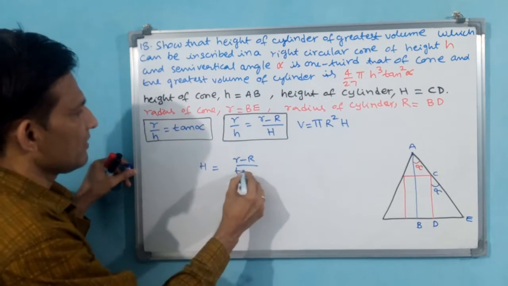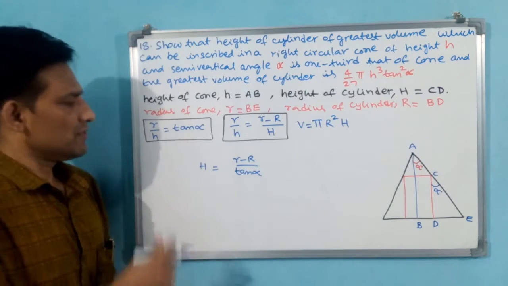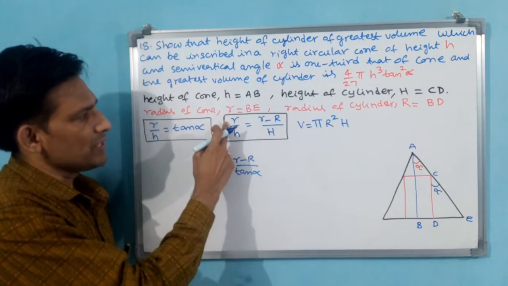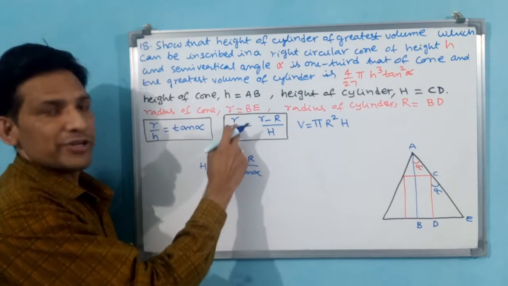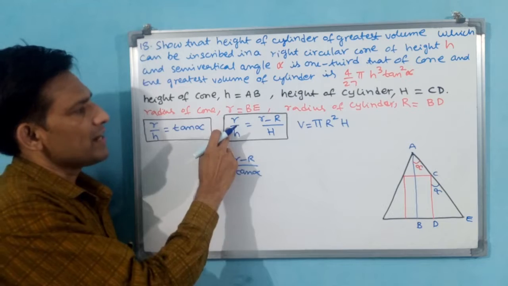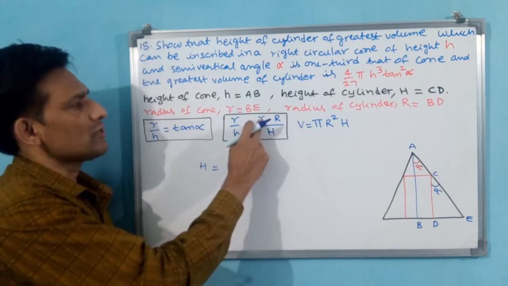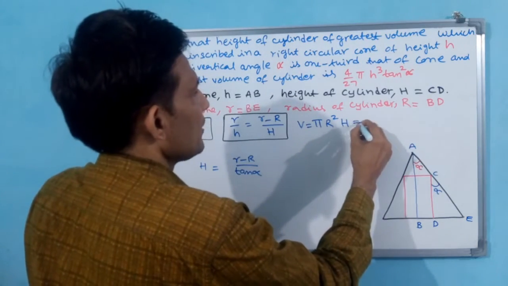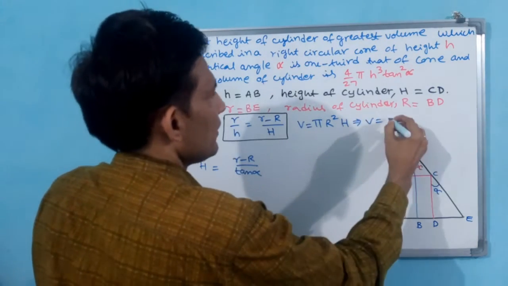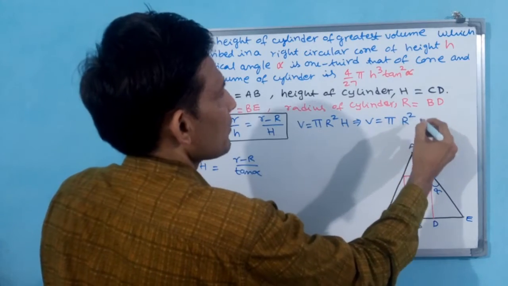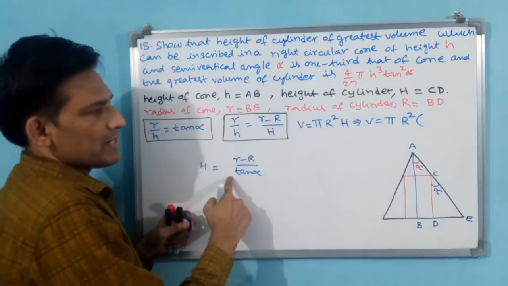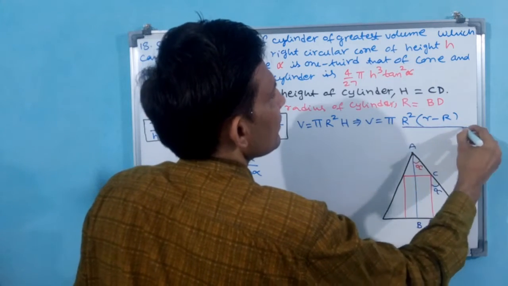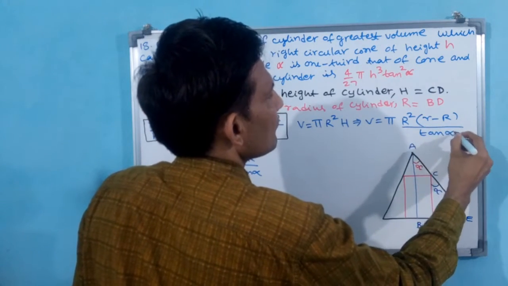R by h is what? Tan alpha. Is it correct? First, you see, with these two only I am writing. Capital H you send this side, this you take as 1 unit, tan alpha is equal to small r minus capital R by capital H. H is equal to r minus R by tan alpha. Okay. Now I am substituting here. You see here what I am writing. Implies V is equal to pi R square. H means what I am writing? r minus R by tan alpha. Is it okay?